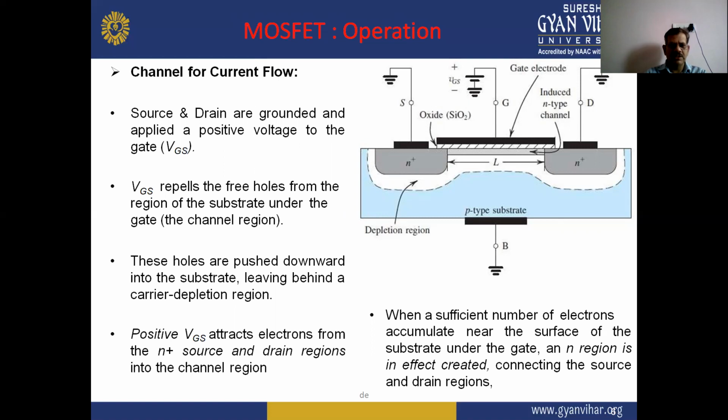And positive VGS attracts electrons from the N plus source and drain regions into the channel region. So when a sufficient number of electrons accumulate near the surface of the substrate under the gate, an N region is in effect created, connecting the source and drain regions. That is the MOSFET operation in this diagram.